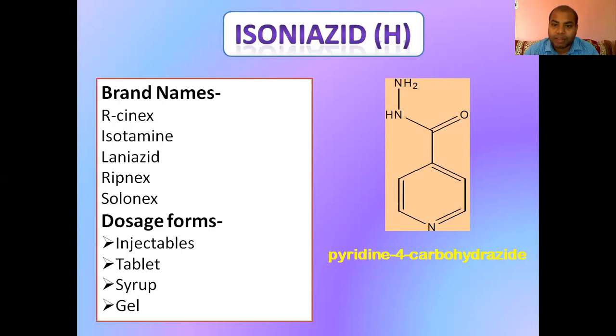In terms of brand name, isoniazid is available in mono form or single form, as well as along with pyrazinamide or rifampin as a combination. The common brand names available are Arsenex, Isotimine, Lineazid, Ripnex, Solnex. In terms of dosage form, they are available as injectables, tablet, syrup, and gel.